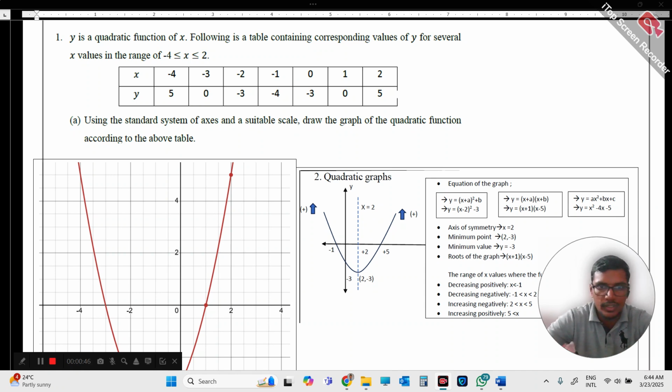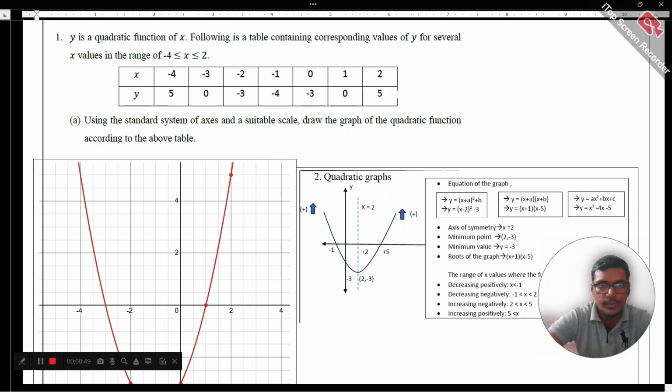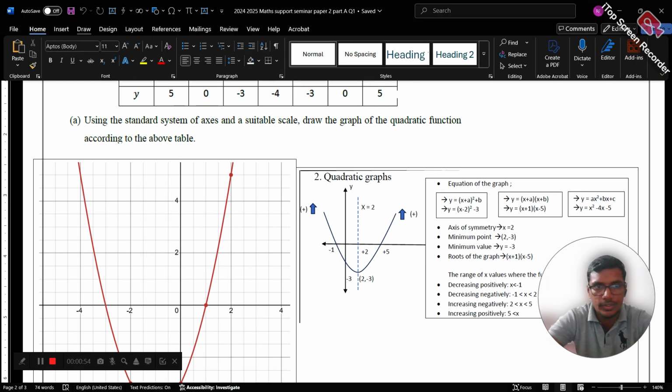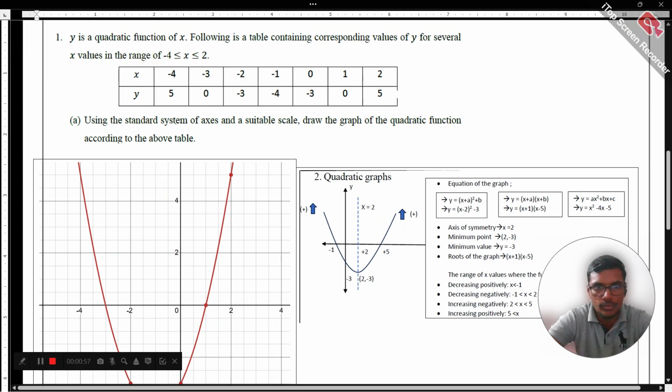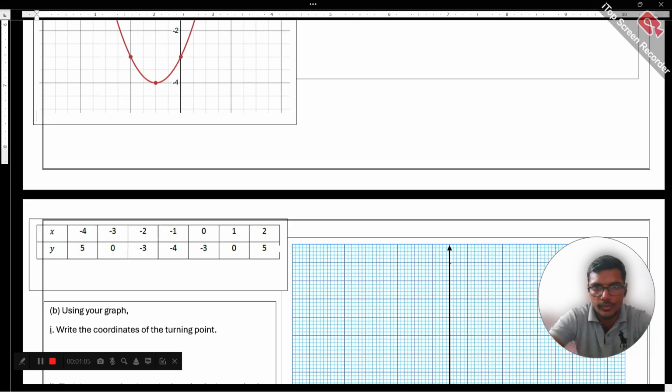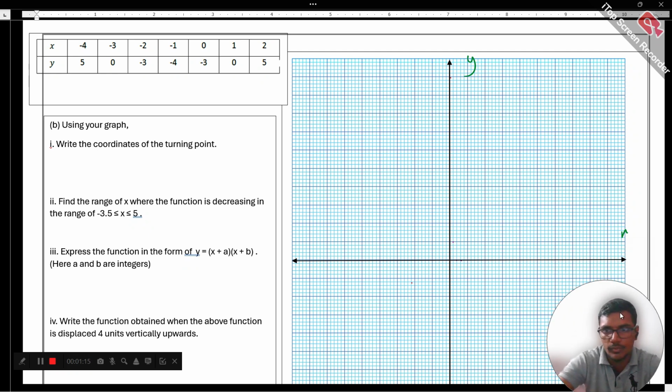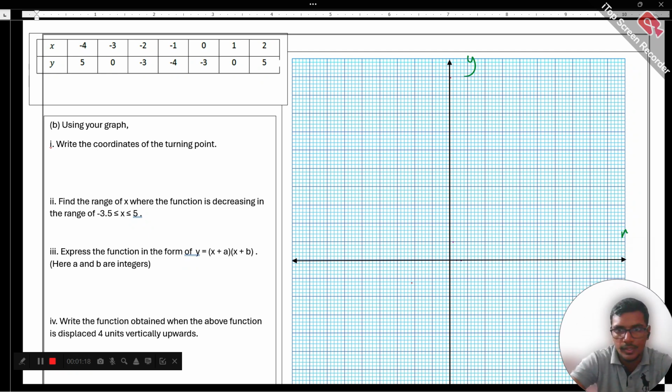function. When they say suitable scale, usually we should take 10 small divisions as 1 unit. That's a normal scale. When we are drawing, this will be the y-axis, this will be the x-axis. You'll get marks for naming the axes. Then you should name it, taking 10 divisions as 1.